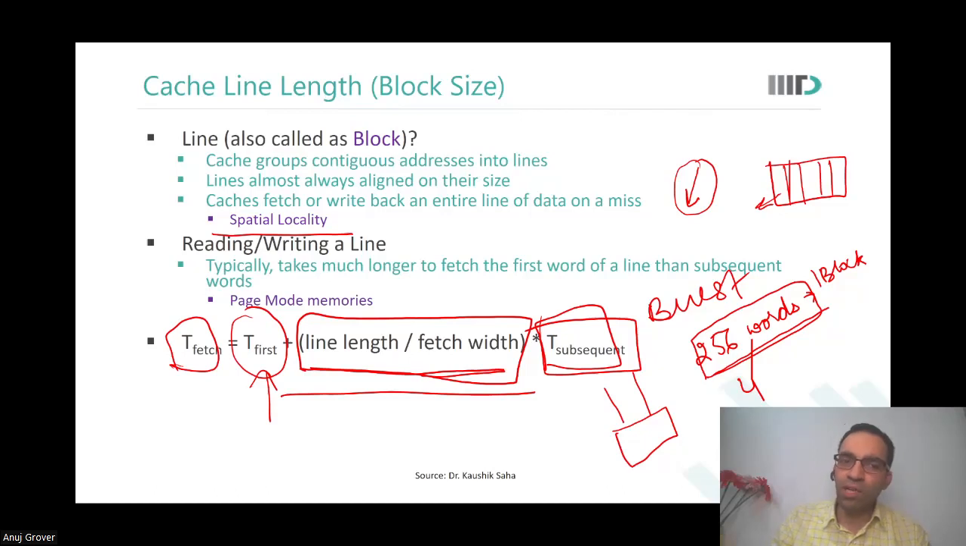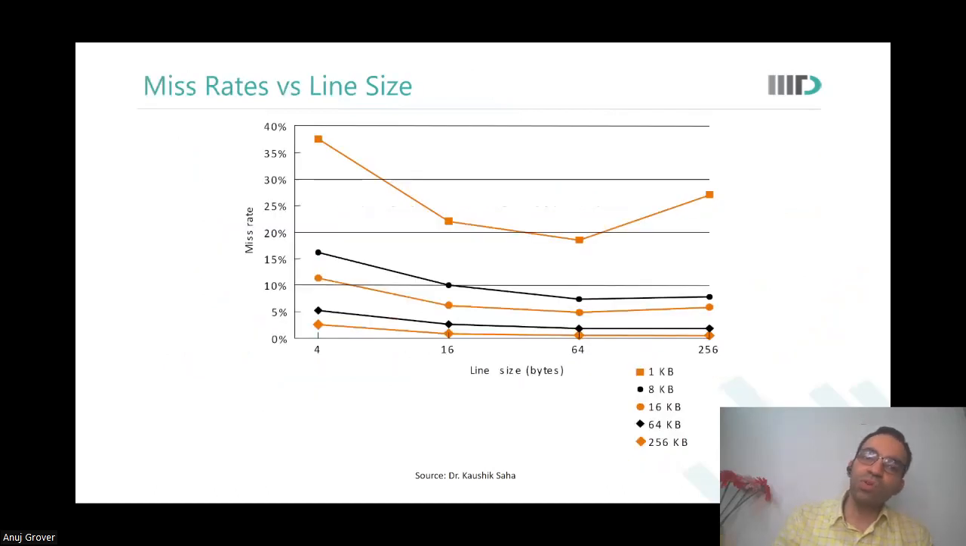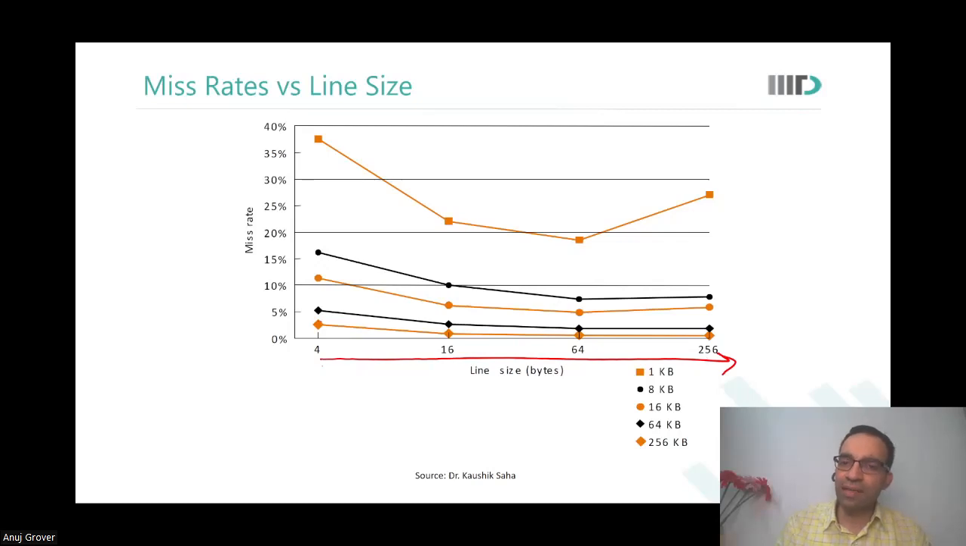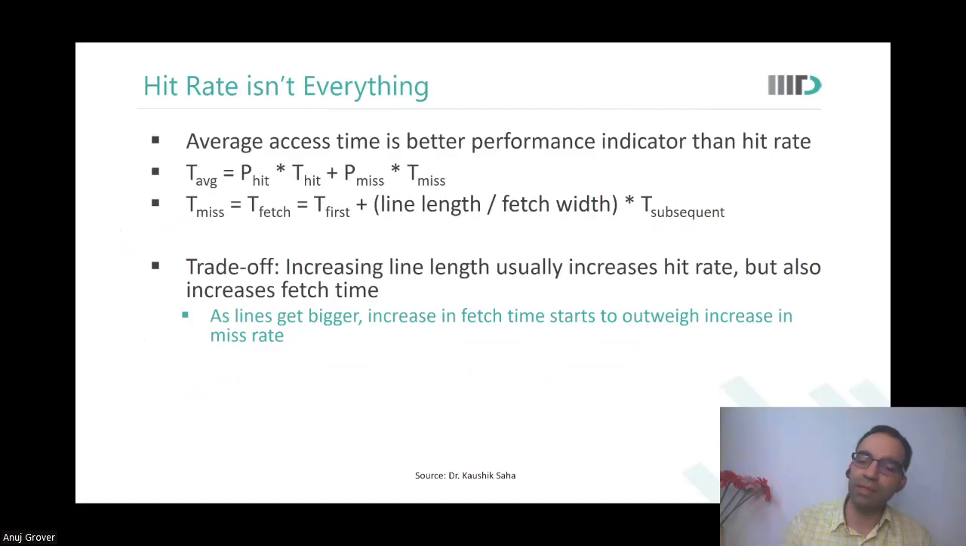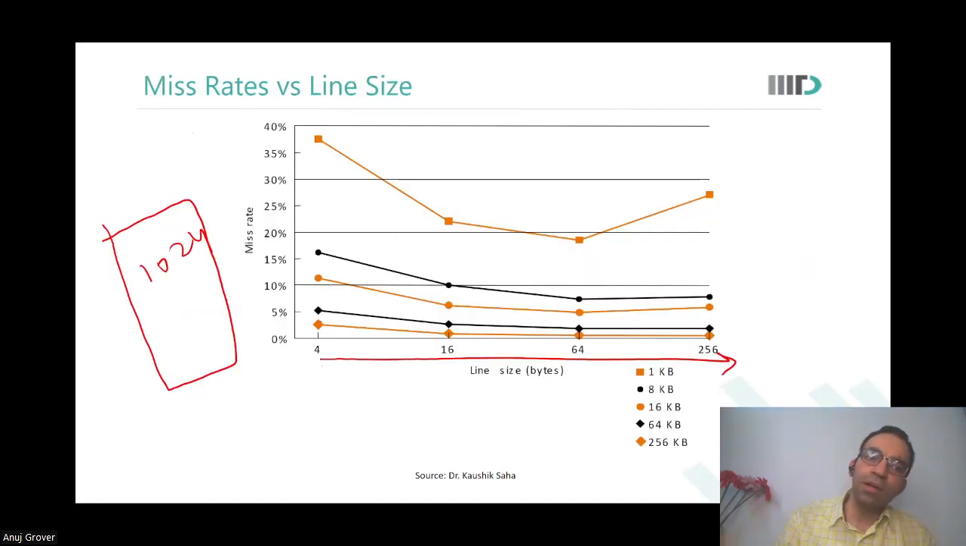So how does this play out in terms of total delay? As you increase the line size, suppose your L1 cache was 1024 words, let us say. And you said my line size is 256. So how many different programs can it cater to? Four?